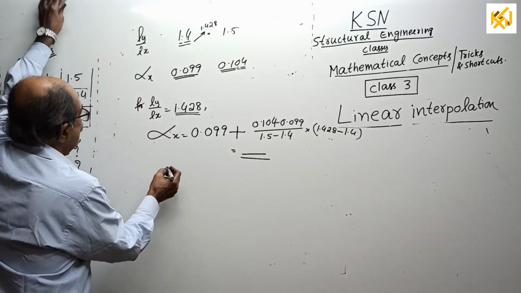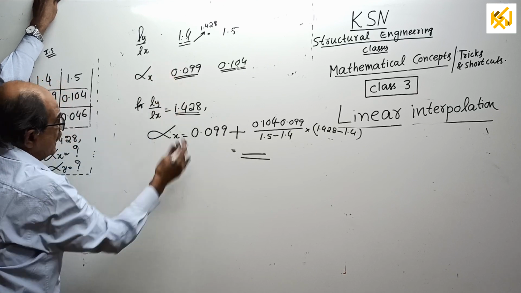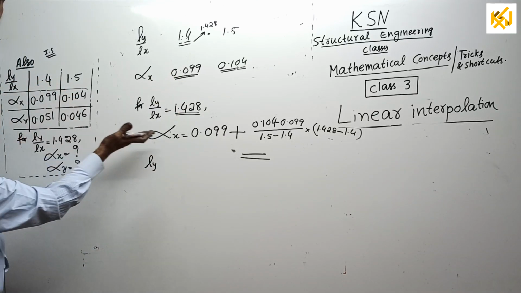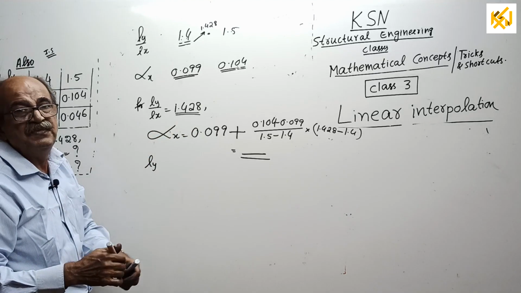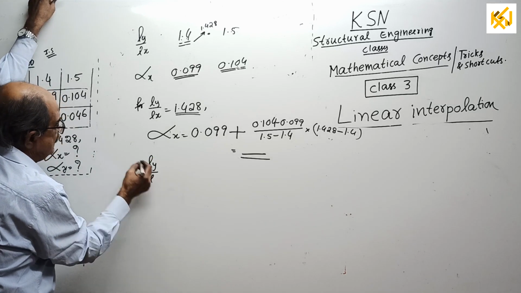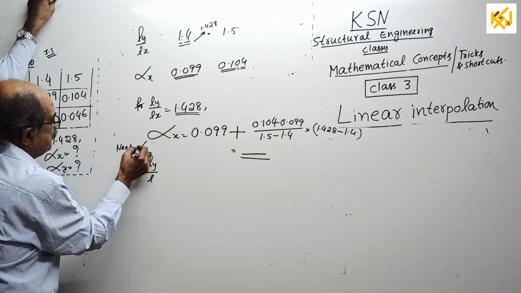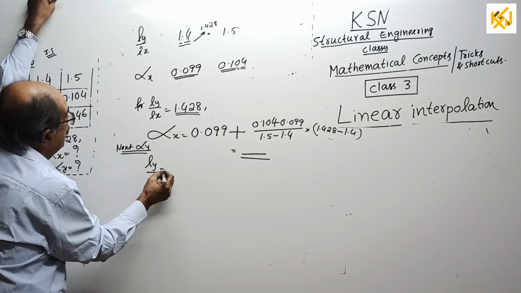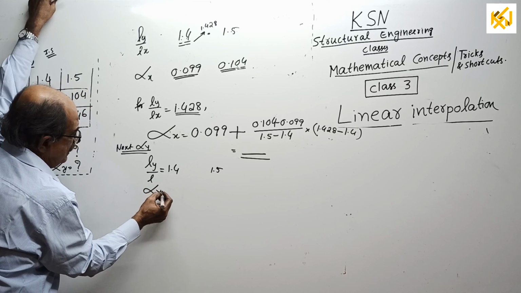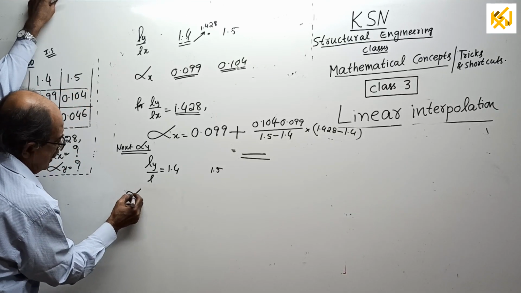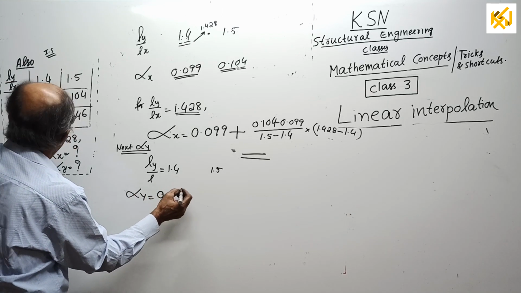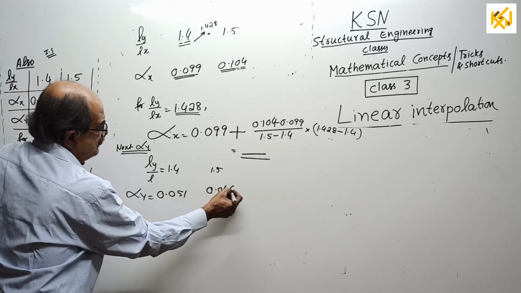Okay, then start. Now next, same way, second round now. Actually writing not required. You see here only and do it. Don't do all these things. This is for first time. Next time onwards, just see here. See. Ly by Lx, next alpha y. Ly by Lx equal to 1.4 and 1.5. Your alpha y equal to 0.051, that is 0.046.